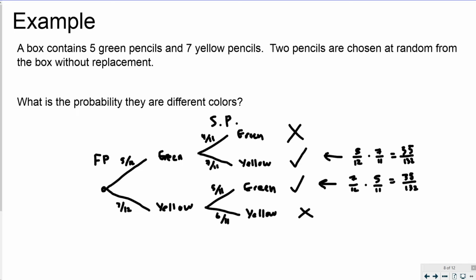And then once you have figured out each branch's probability, these are mutually exclusive events. You can't draw a green yellow and then a yellow green at the same time. It's either one or the other. So you can add these together, and your total probability would be 70 out of 132. And then you can go ahead and approximate that. 70 out of 132 would be about a 53% chance of occurring.